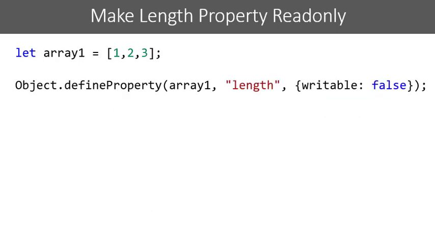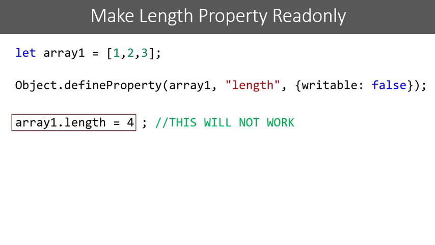If you make the length property read-only, you will not be able to expand or shrink the array. And any method which adds or removes elements will stop working. You can make the length property read-only by using the Object.defineProperty method and then setting the writable attribute of the property to false. After making the length property read-only, I have tried to set its length to 4. But this does not work.